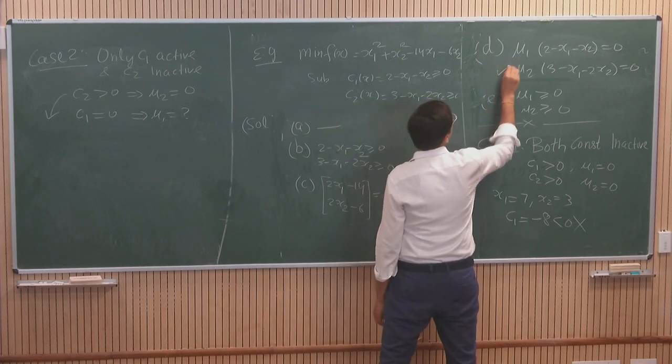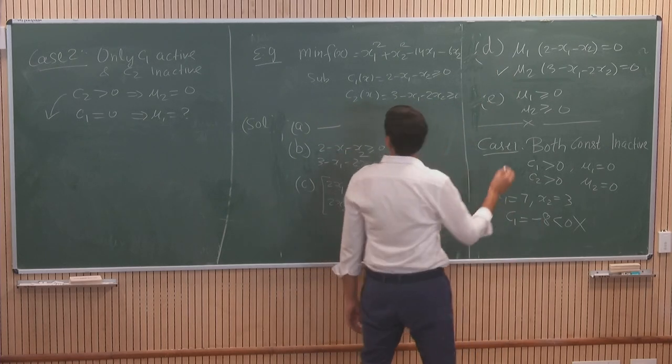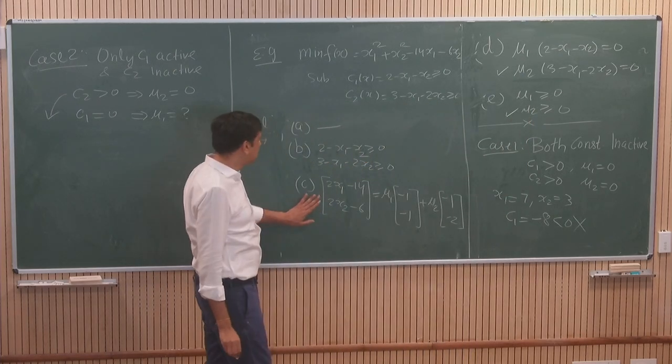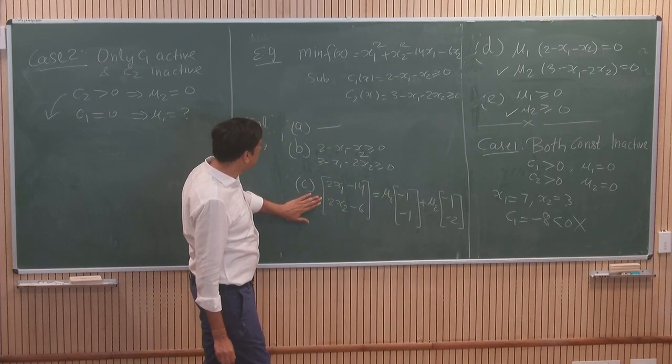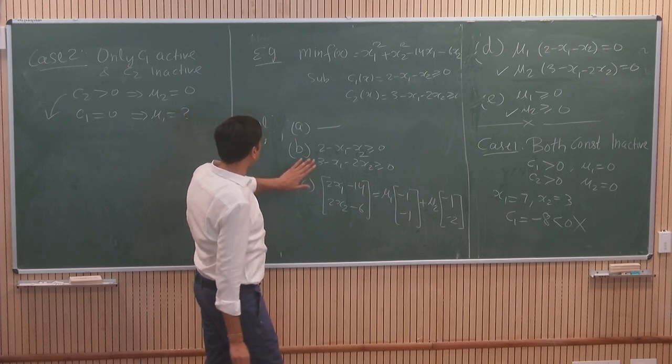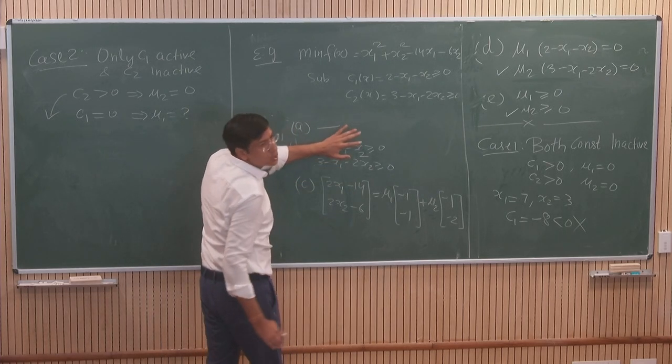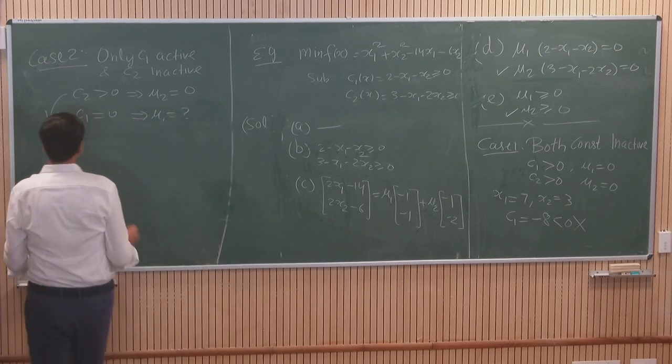We started with this condition and we were able to show that mu2 is 0. Now we have to check for all the others. So the very first thing I'm going to do is take C1 equal to 0. So these 2 equations and this equation I'm going to pick. So I'm going to write that down.